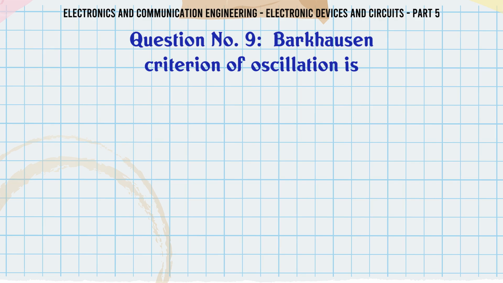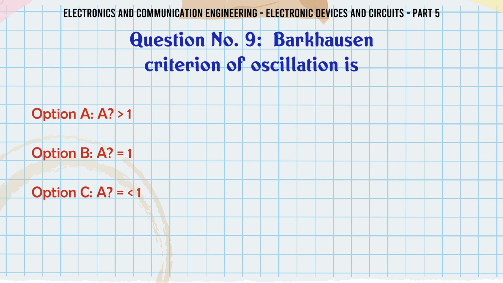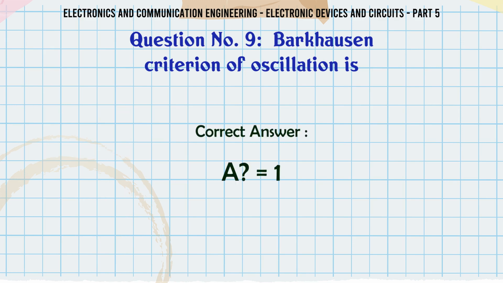Barkhausen criterion of oscillation is A: Aβ = 1, B: Aβ > 1, C: Aβ < 1, D: Aβ = 0. The correct answer is Aβ = 1.